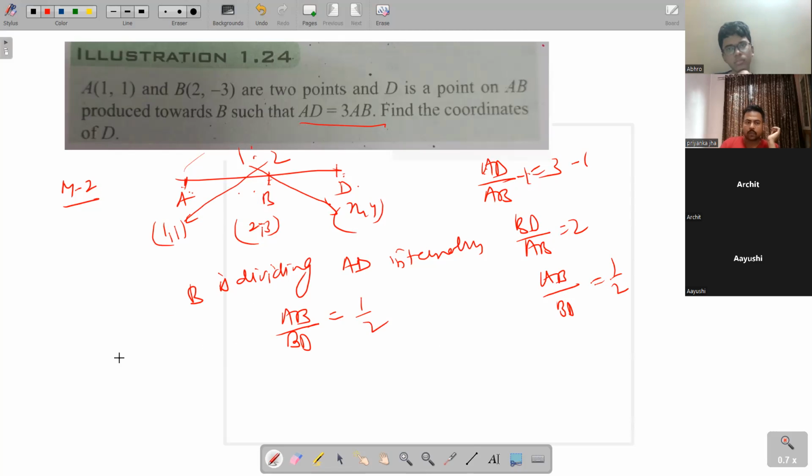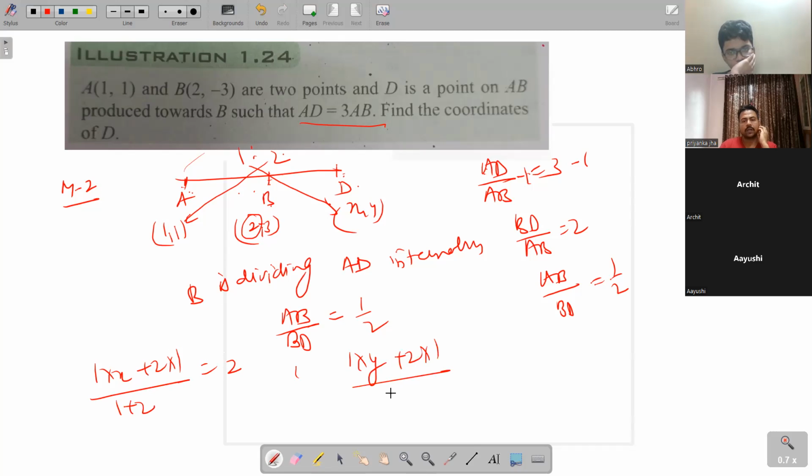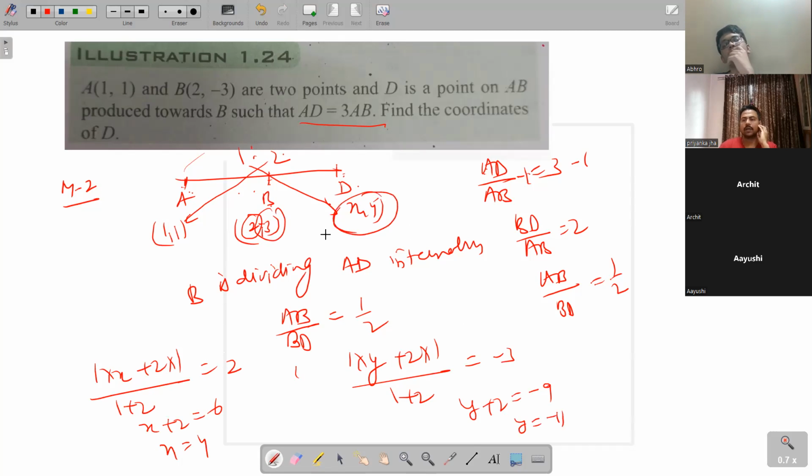So 1 into x plus 2 into 1 upon 1 plus 2, and this is internal division, since B is dividing internally. This equals which coordinate? X coordinate of B, which is 2. And 1 into y plus 2 into 1 upon 1 plus 2 equals the y coordinate, minus 3. Solve this. x plus 2 equal to 6, so x is 4. And here y plus 2 equal to minus 9, so y is minus 11. You got this point. Understood?